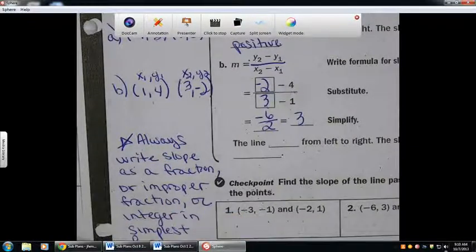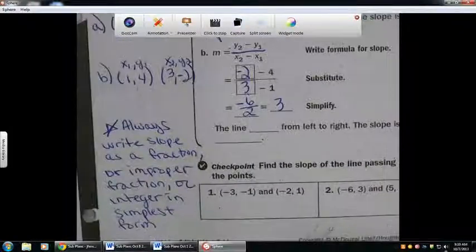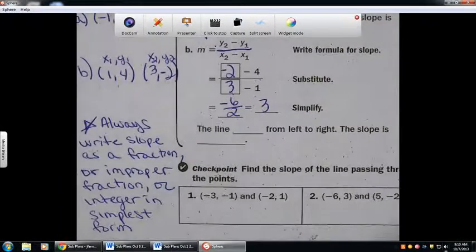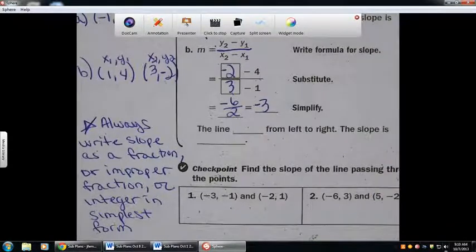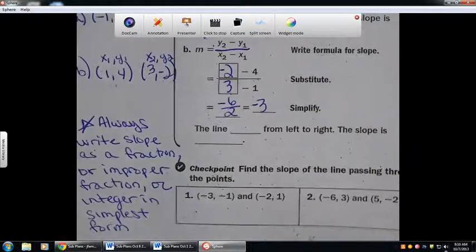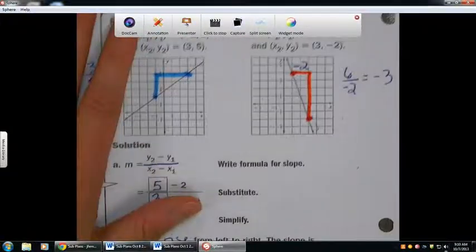That's really important. So you always write slope as a fraction or improper fraction or an integer in simplest form. Okay. Going back to our example of -6/2 equaling -3. I missed that negative sign for a minute. And if you go back, notice it's a negative slope. Go back to your graph and take a look.